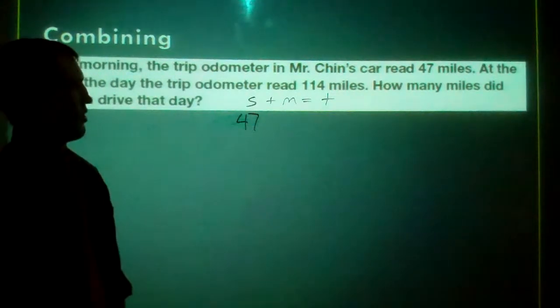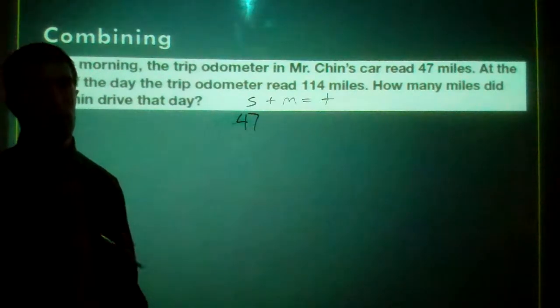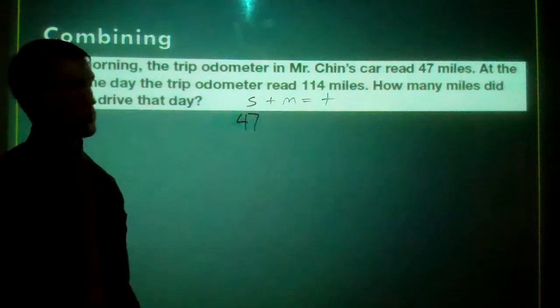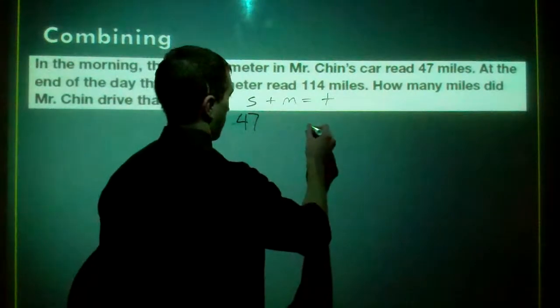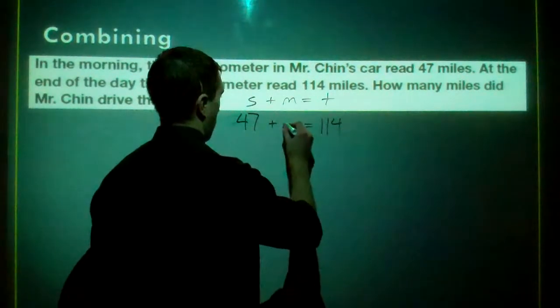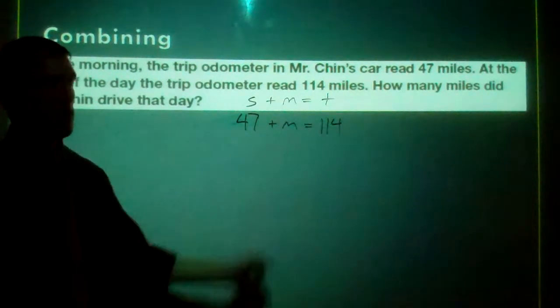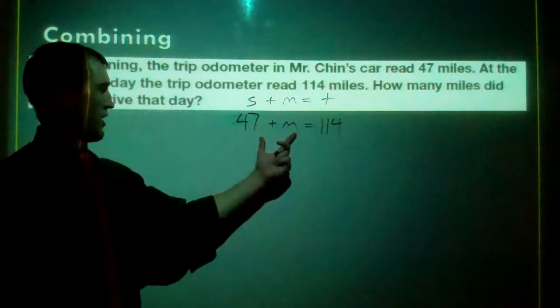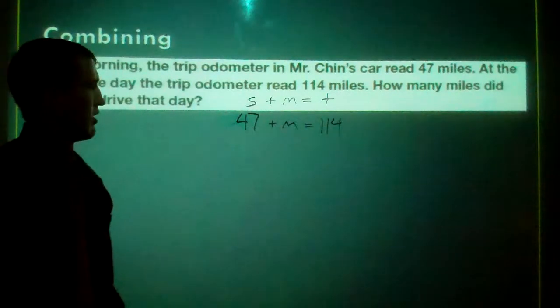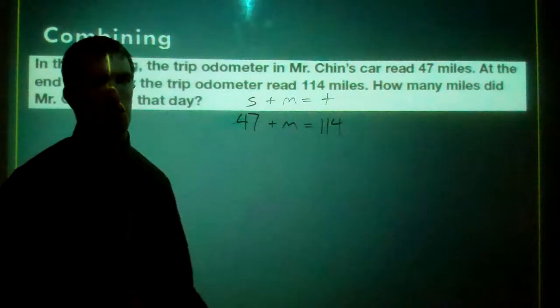Now we look at the other number they gave us, 114 miles. That's what he read after his trip was over. So that's a total. We're looking for that M, our missing value. So we have 47 plus M equals 114. If we solve for M, that should be how many miles he traveled in the day.